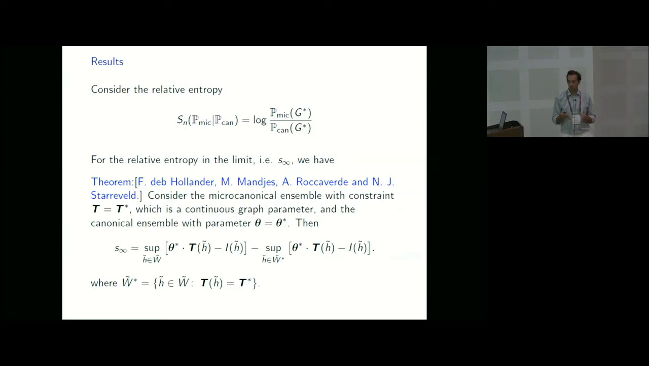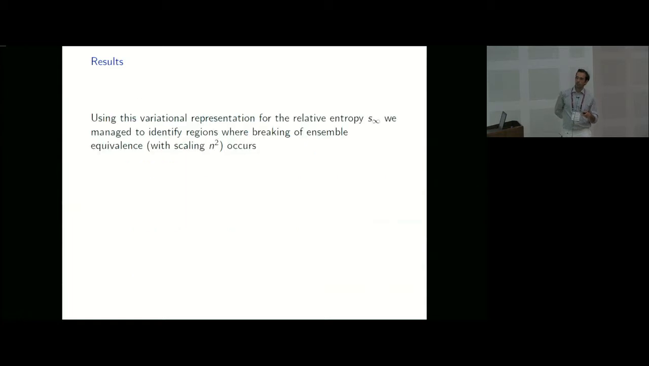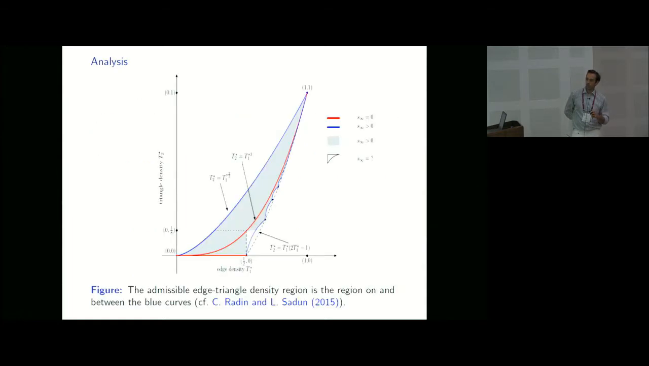And an additional thing is that by writing down Euler-Lagrange equations, you can show that all optimizers of the first quantity have to be bounded away from 0 and 1, and this is an additional feature that helps in order to identify regions of breaking of ensemble equivalence. And I have gathered our findings in the following graph. So let's take it step by step. What does this graph say? This concerns the edge triangle model. So here you have the constraint on the edge density. I don't know if you can see the text, but I will explain it.